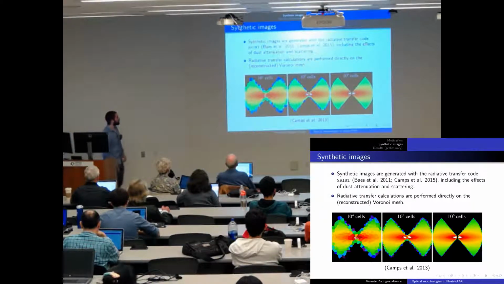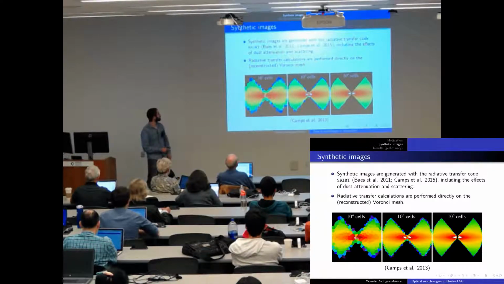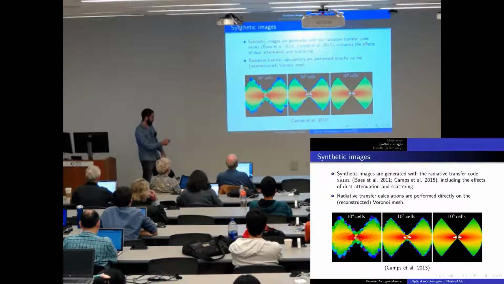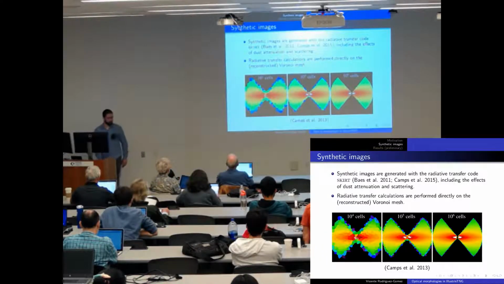So the synthetic images are being made with the SKIRT radiative transfer code. I've heard a lot about Sunrise this week. Yeah, Sunrise is great, but SKIRT is also great. I recently started using it. It has the nice feature that you can do the radiative transfer directly on a Voronoi mesh. So I think this is particularly well suited for simulations run with the Arepo moving mesh code. This is showing just a dust torus at different resolutions. I won't go into the details of the dust attenuation and scattering, but you can ask me.